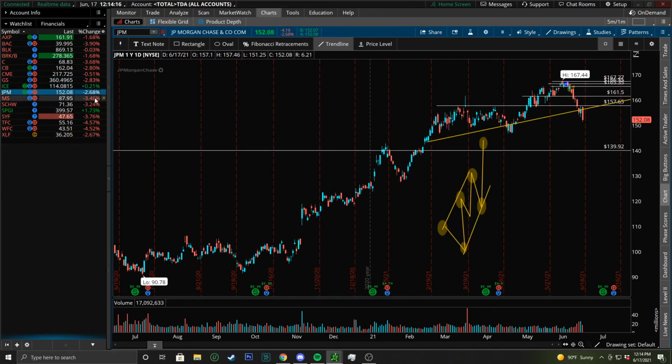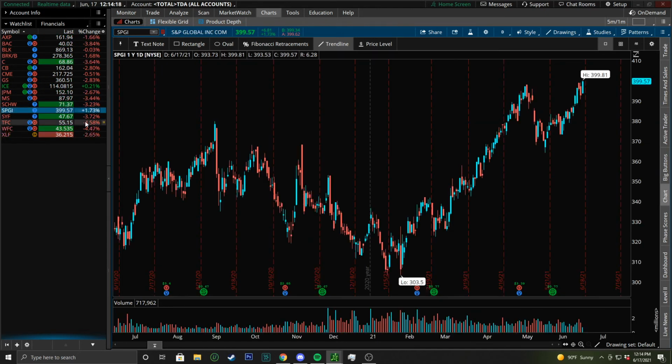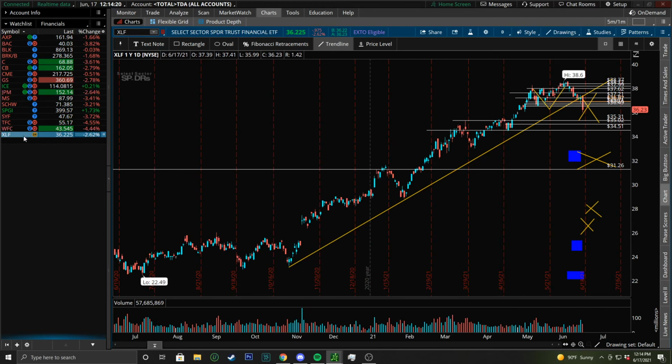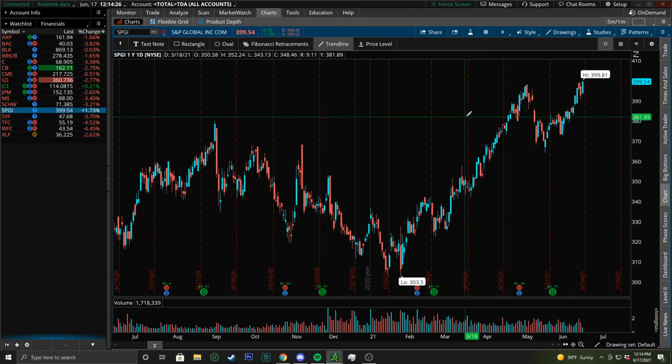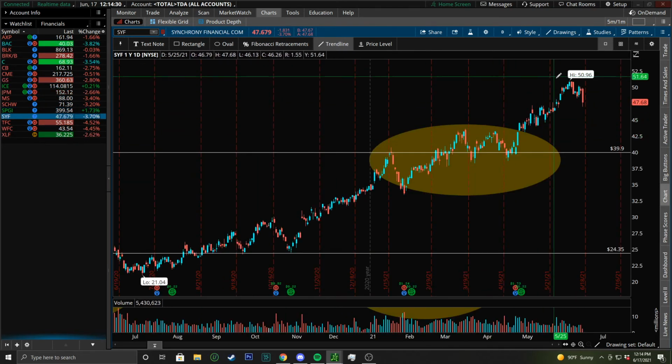So you see what I'm doing? I'm getting a placement for where everything is in comparison to the ETF that they are inside of. They are inside of XLF. Okay, so XLF is moving down. What's not moving down the farthest? So let's go look at those. SPGI, S&P Global, it's up. Let's look at SYF. SYF is trying to go down now. So, that's a big thing.